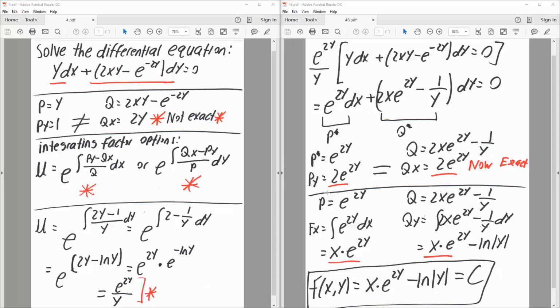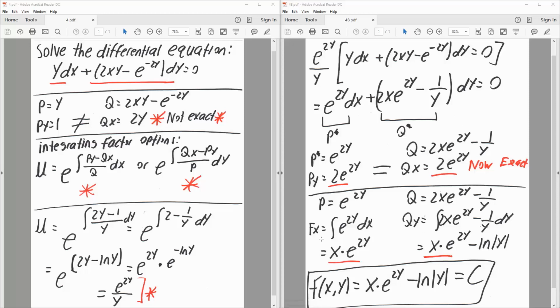And now we take the partial derivative of P in terms of y, and partial derivative of Q in terms of x. Partial derivative of P in terms of y would be 2 e raised to 2y, and partial derivative of Q in terms of x would be 2 e raised to 2y. Since they are now equal, it's going to be exact. If in the event for some reason they weren't equal, you probably made a mistake and you should go back and check your integrating factor. So now we can just say P is e raised to 2y, and our Q is 2x e raised to 2y minus 1 over y.